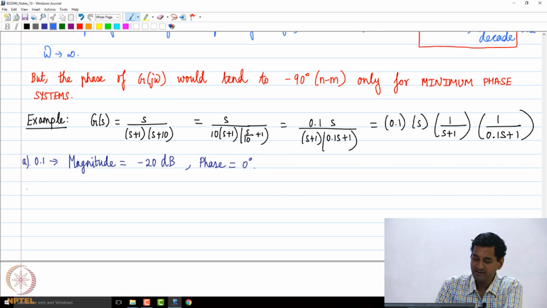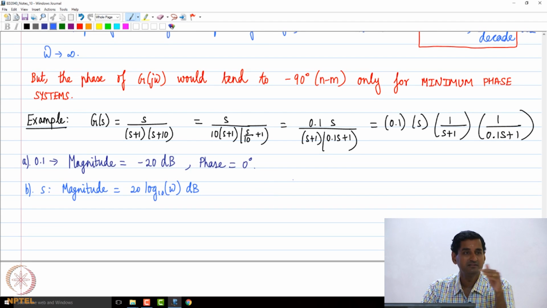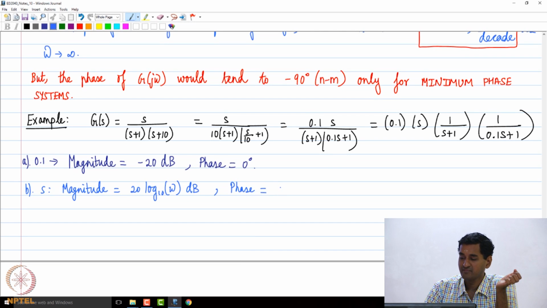Then the second factor is s. What is its magnitude in decibels? If you recall, it was 20 log omega, so you have a straight line with a slope of 20 decibels per decade. What is the phase of the s term? Plus 90 degrees, as we discussed.